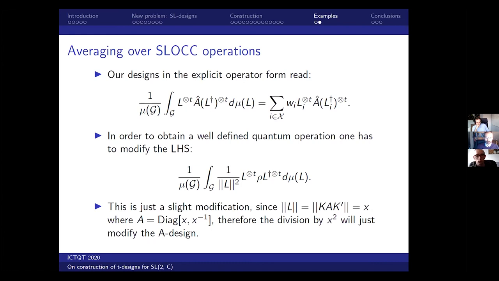So this would be just a small modification when we would need to calculate these quadratures. If we would like to apply the designs for averaging quantum states over SLOCC operations, because our motivation was to just provide a general construction without direct resort to any concrete physical meaning. But if we would like to apply it to a concrete physical scenario, then maybe some modifications are needed, but we just wanted to keep it as abstract as possible.